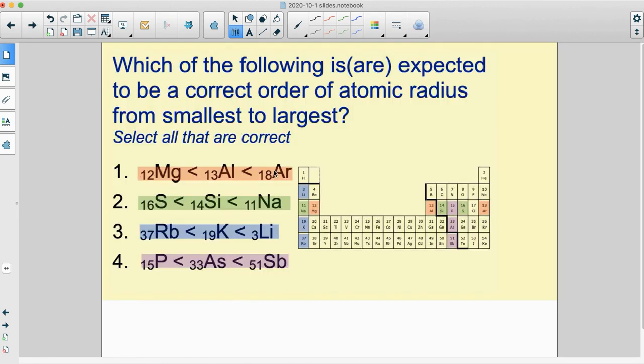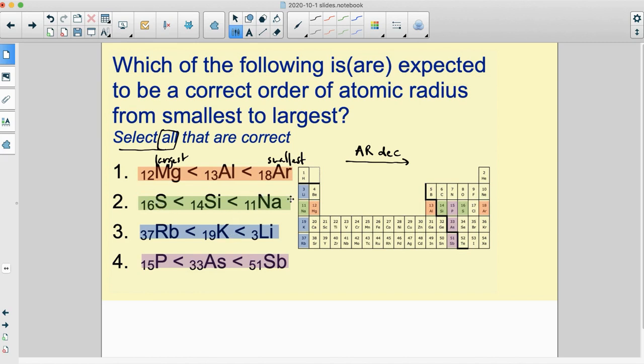Next. It says, which of the following is expected to be the correct order of atomic radius from smallest to largest? Select all that are correct. So there could be more than one. Let's look at number 1. We have Mg, Al, Ar. As we go across, here's our general trend, atomic radius decreases. So Mg would be the largest, and Ar would be the smallest. So that is not a correct choice.